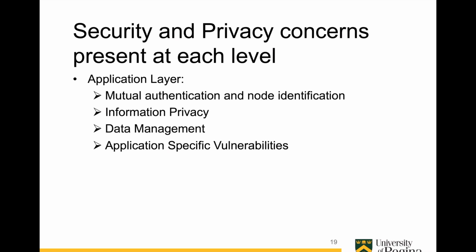Now, at the very top, the application layer, the most commonly known issues are mutual authentication and node identification, information privacy, data management, and application specific vulnerabilities. Now, in mutual authentication and node identification, each application in IoT has a different user base, and each user has different privileges on the system. This introduces a problem of authentication and a problem in access control of different users.